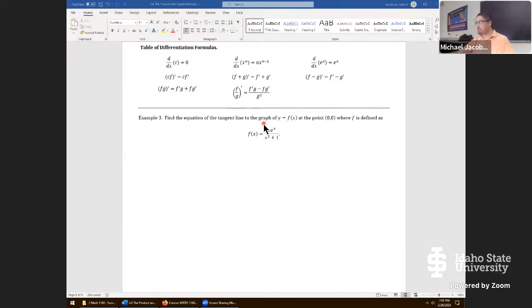Well, let's give this a try just for the sake of warm up. This is kind of a nasty one to warm up on, but we'll make it happen. It says, find the equation of the tangent line to the graph y equals f of x, and here's how f of x is defined, at 0, 0.